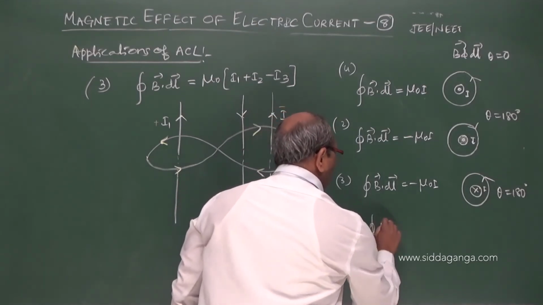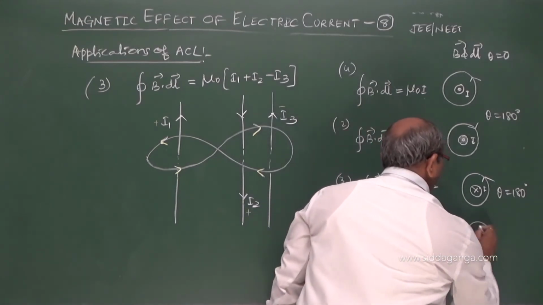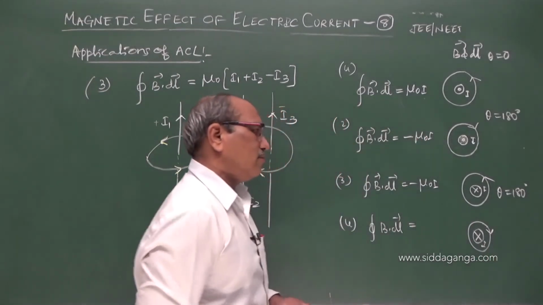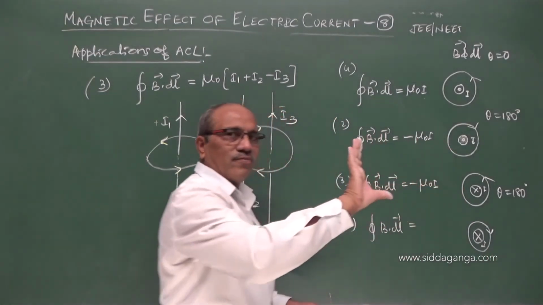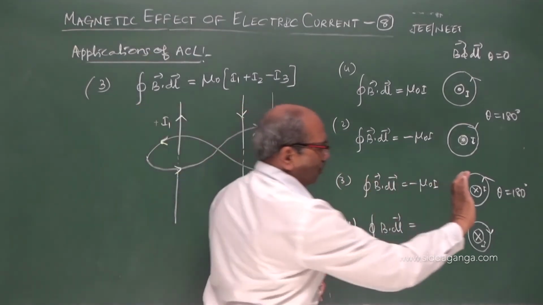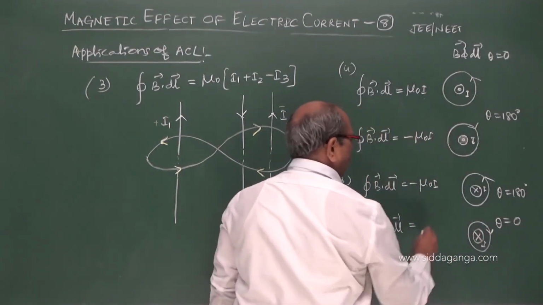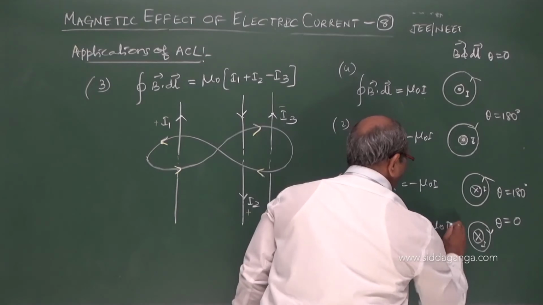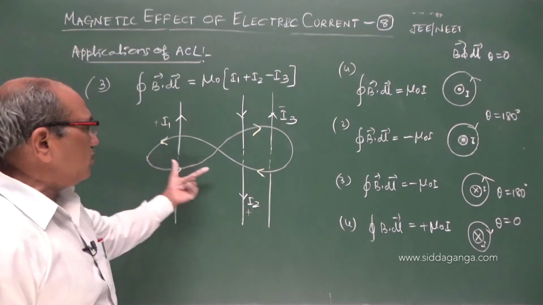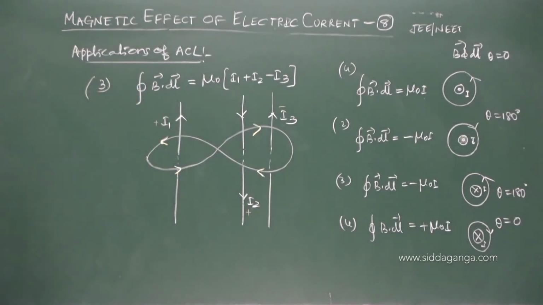Fourth, integration of B dot dl equal to the same current I, but clockwise taken. Now it satisfies, this is clockwise and current is into the board. Into the board clockwise, theta is 0. Therefore it is plus mu naught I. If what I am discussing is followed, this can be easily followed. So coming to the next example.